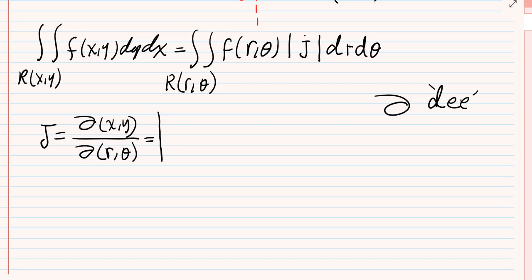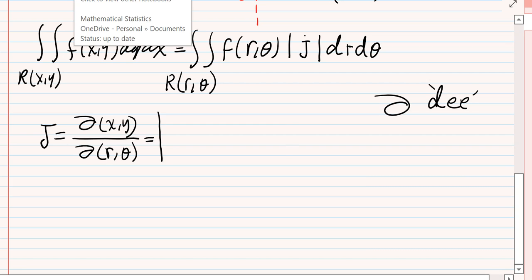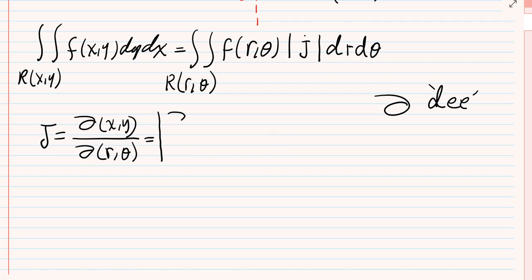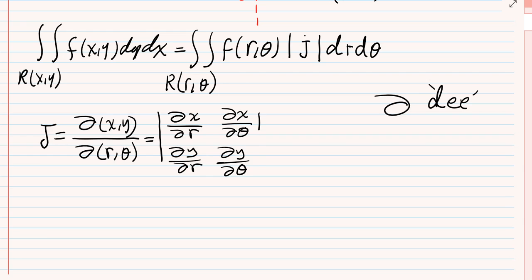It's going to be, this is the determinant notation. The notation for determinant looks like absolute value. So it's going to be ∂x/∂r, and then we're going to have ∂x/∂theta. And then the second line is ∂y/∂r and ∂y/∂theta. Again, that's the determinant notation. It is not absolute value.